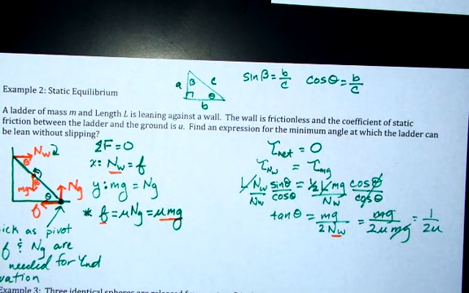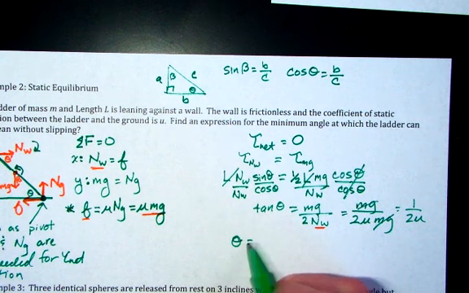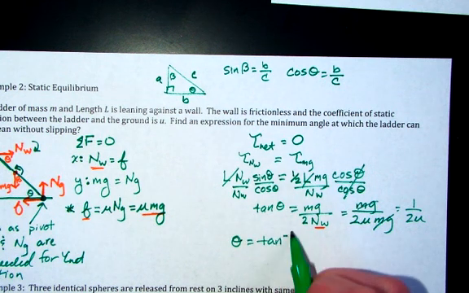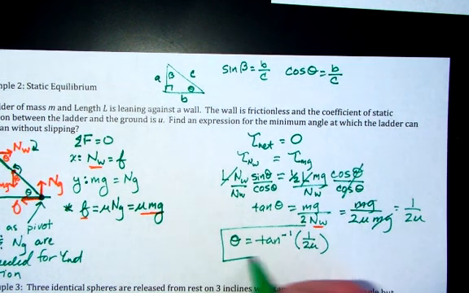What is the final step in solving for theta? Take the inverse of both sides. So tangent inverse of 1 over 2 mu is going to be the value for our theta here.